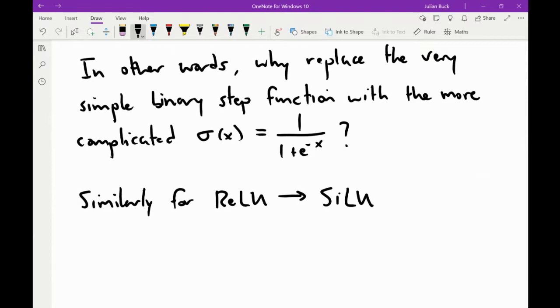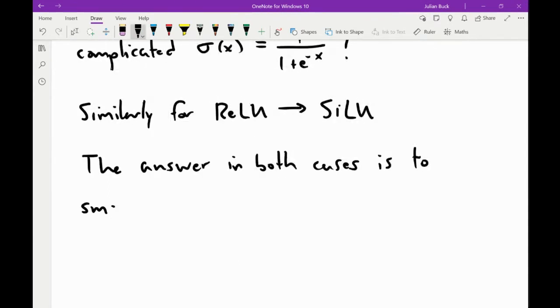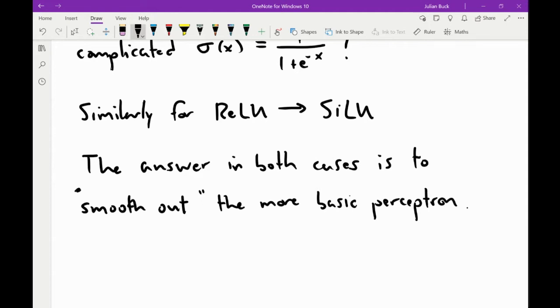So the answer to the question in some sense, the answer in both cases, is to smooth out the more basic perceptron. You get more control from smoothness than you do just from straight up continuity.